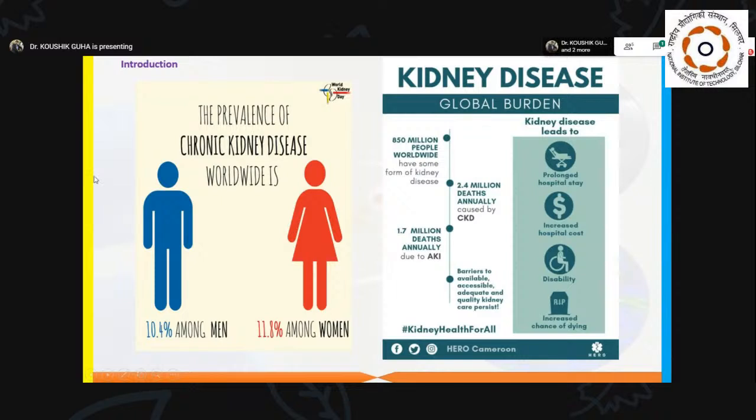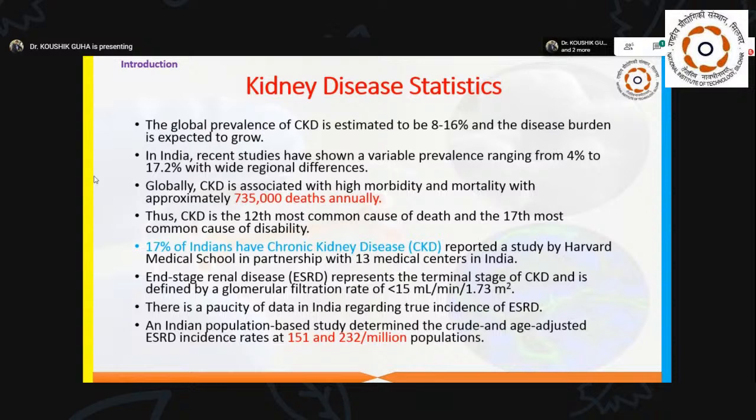This is important, because this shows that the world is moving in not a good direction. Our country is also not moving in a good direction in terms of this type of disease, and we have to fight back and stop this kind of disease. The global prevalence of CKD is estimated at 8 to 16%, and the disease burden is expected to grow. So every day, every year, it is growing. In India, it ranges from 4% to 17.2% with wide regional differences.